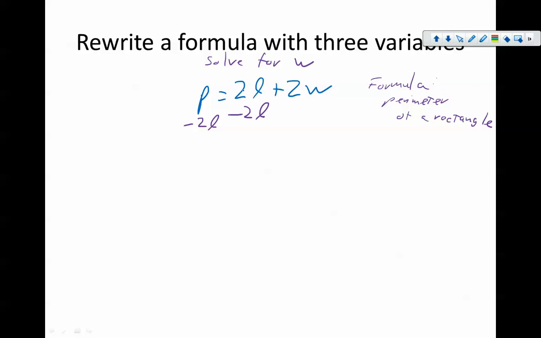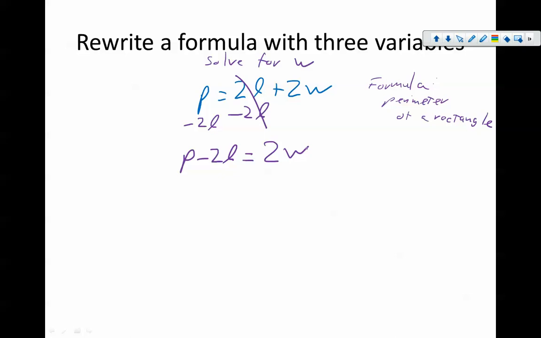2L minus 2L makes 0, so it cancels. On the left-hand side, we have P minus 2L. Well, these are different terms. There's the P term and the L term. So we can't combine them. So we simply write it out like that, P minus 2L. And then this is 2W.